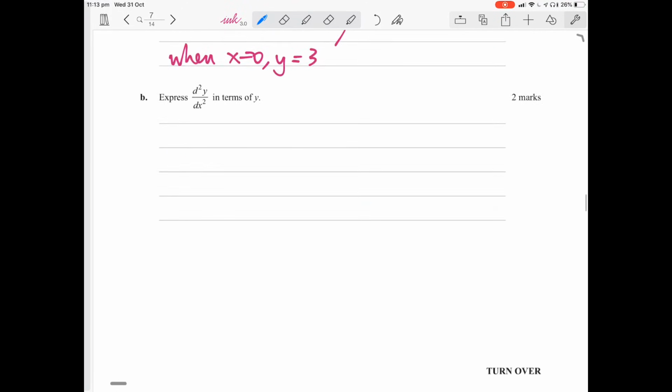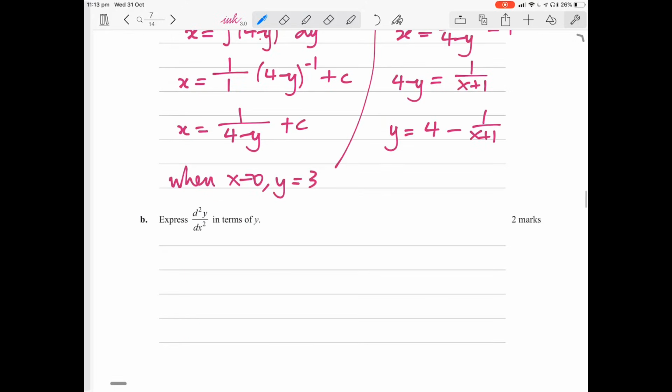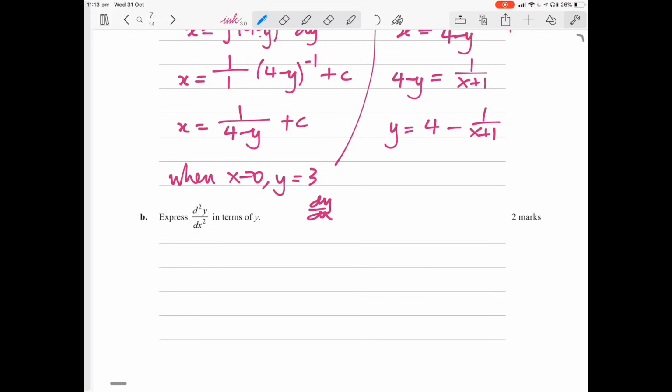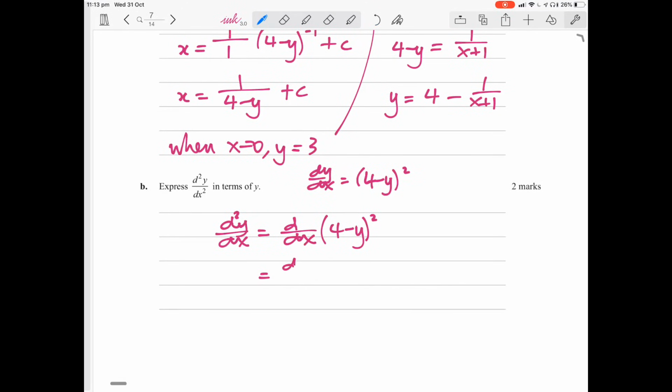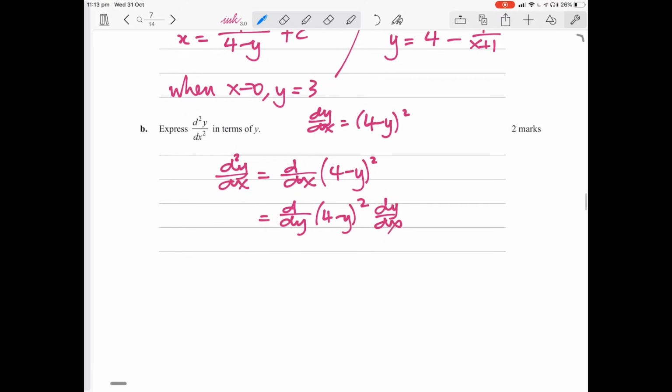Alright, d squared y/dx squared. So we know that dy/dx is (4 minus y) squared. I want to differentiate it again with respect to x. So I say d squared y/dx squared is d/dx of (4 minus y) all squared, which using implicit differentiation is d/dy of (4 minus y) squared times dy/dx.